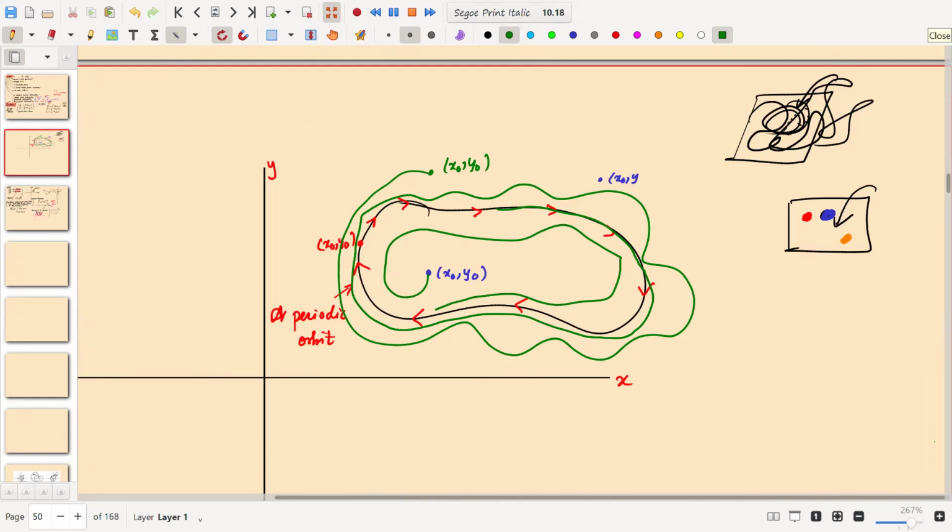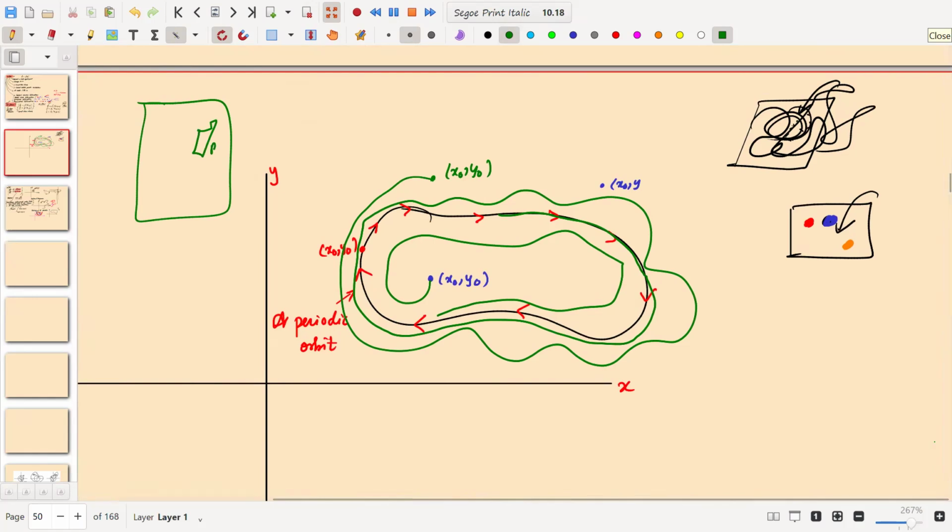I think you can think of this, you do this regularly. This is your house, and suppose this is your bed. You start from the bed, go to the TV room, you go to the kitchen, you go to the garden, and finally you come back to the bed only. So this is a periodic orbit.